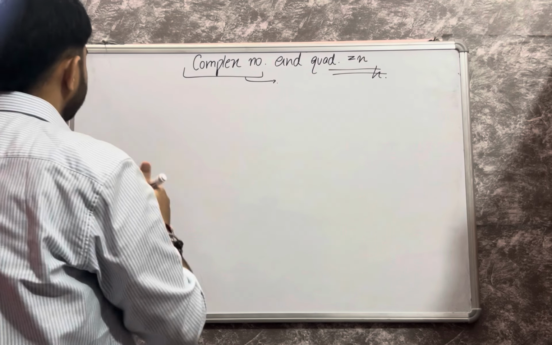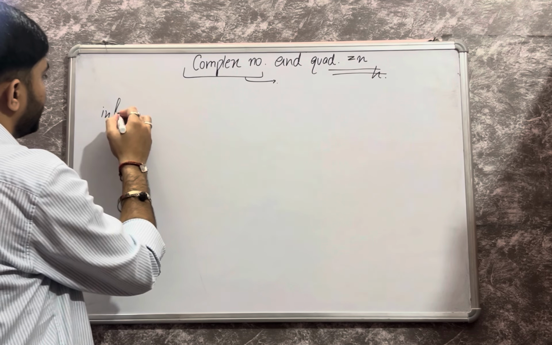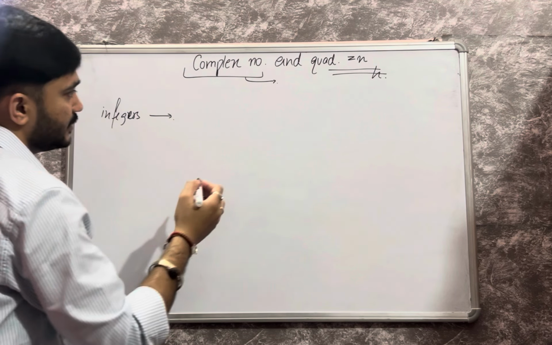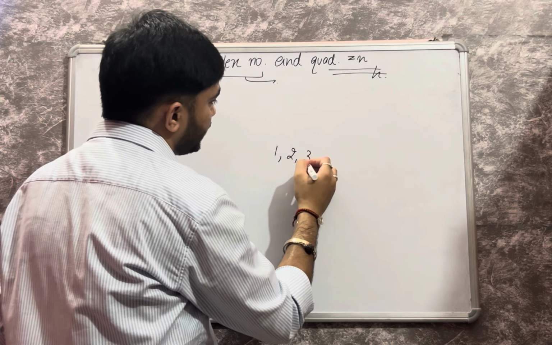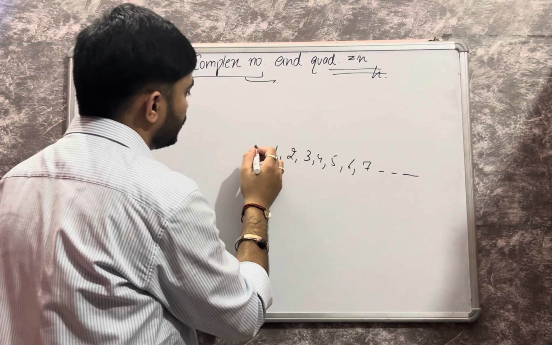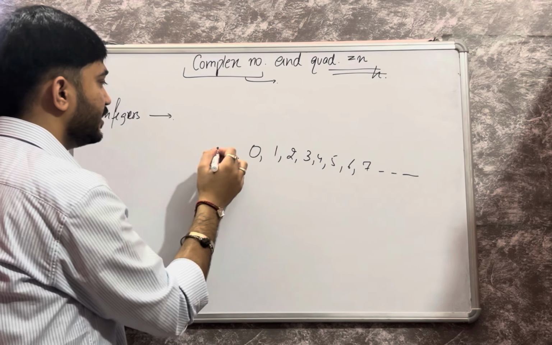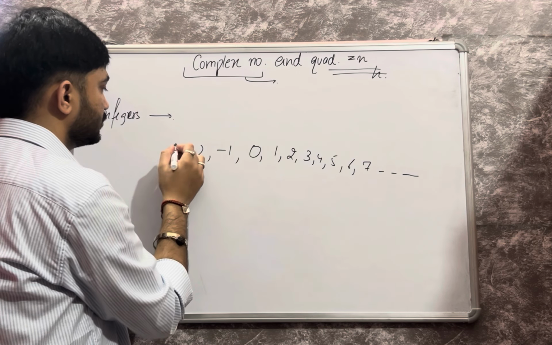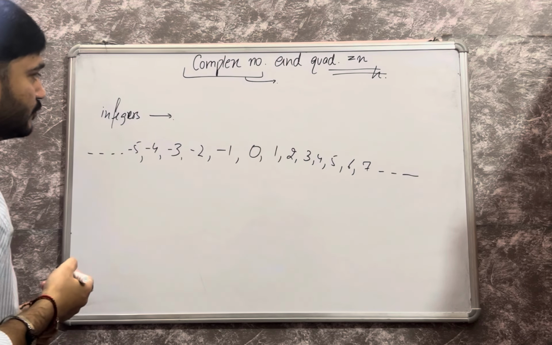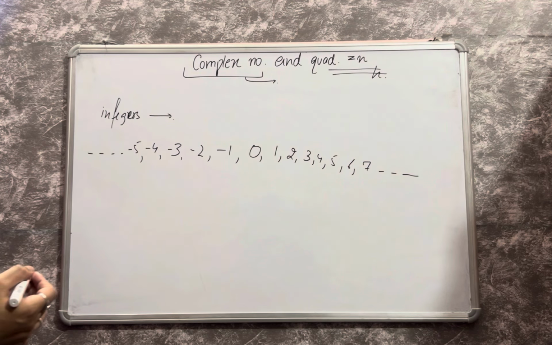Now let us move towards integers. What are integers? Integers are the representation of natural number, 0 and their negative parts, and so on. So these are known as integers.